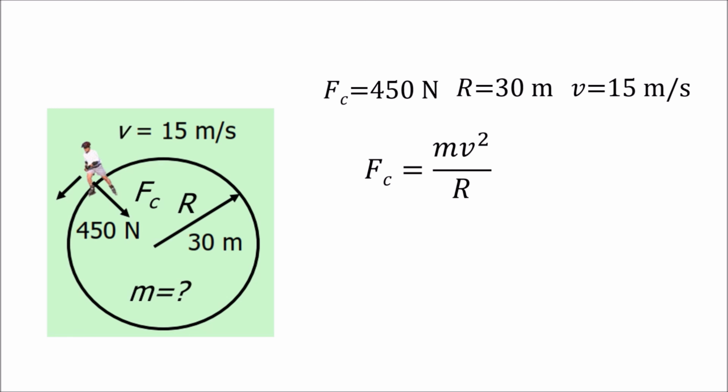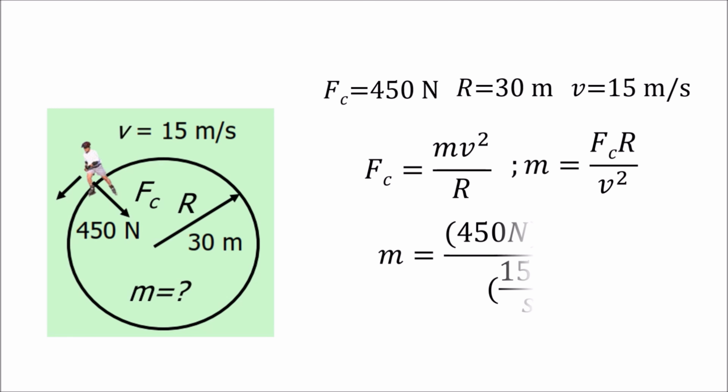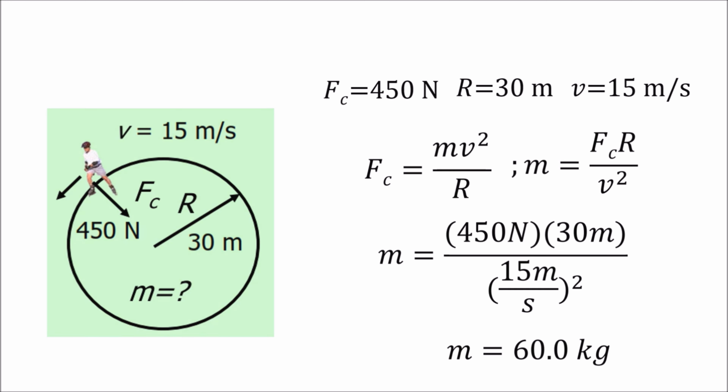Then we need to derive the mass, which is centripetal force times radius all over velocity squared. Next, we need to substitute the values into the equation. Mass is equal to 450 newtons times 30 meters all over the square of 15 meters per second. Then, the final mass is 60 kilograms.